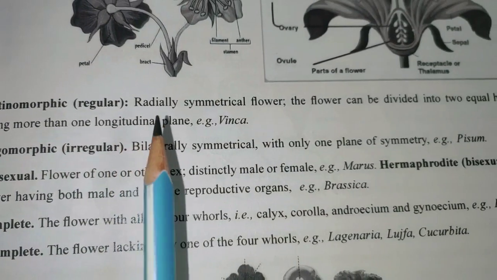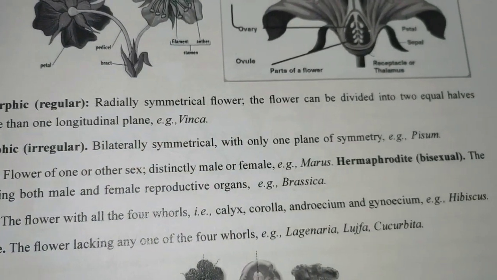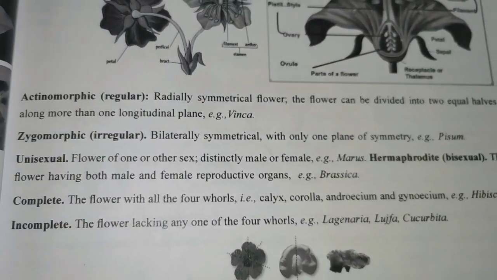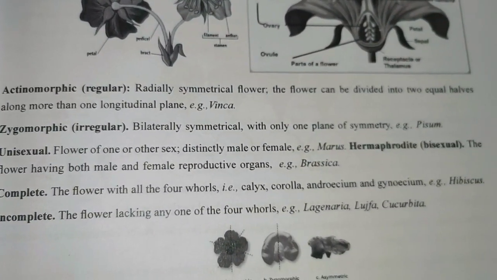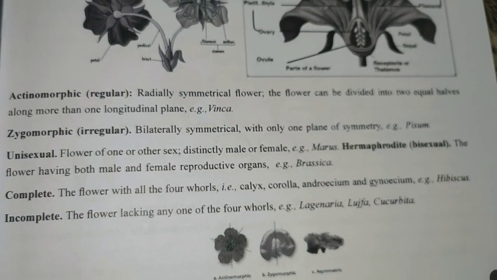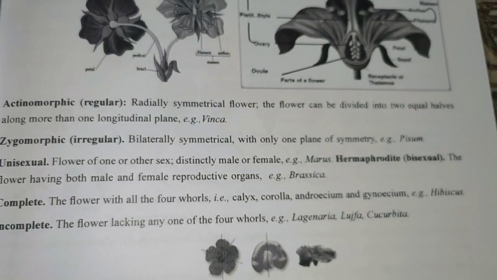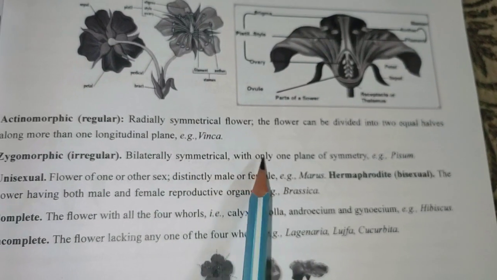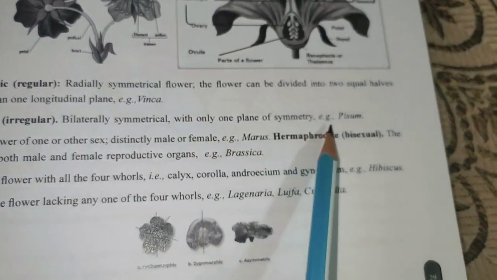Actinomorphic, regular flower. Radially symmetrical flower. The flower can be divided into two equal halves along more than one longitudinal plane, like Quinza. Zygomorphic, irregular flower. Bilaterally symmetrical, with only one plane of symmetry, for example, Pisum.